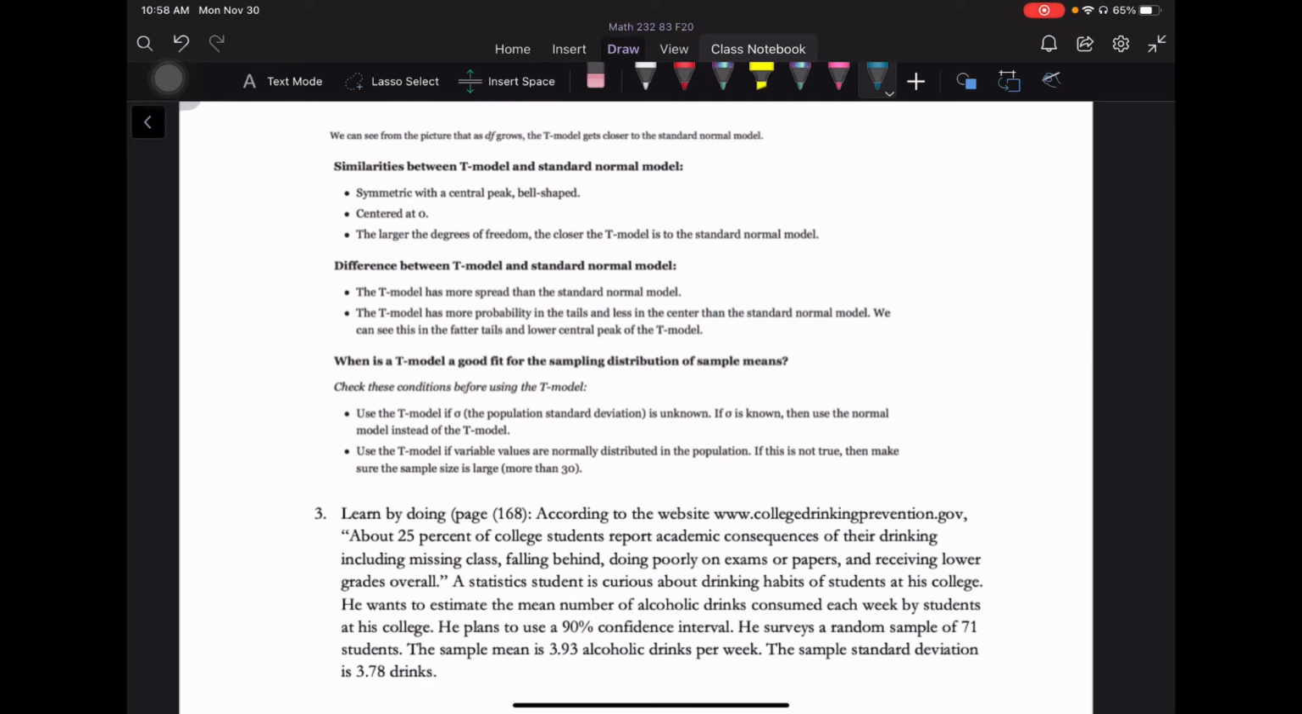The t-model is a good fit for the sampling distribution when sigma is unknown. Okay, if sigma is known, use the normal model instead of the t-model. So in StatCrunch and in general, if we know sigma, we do z-stats.